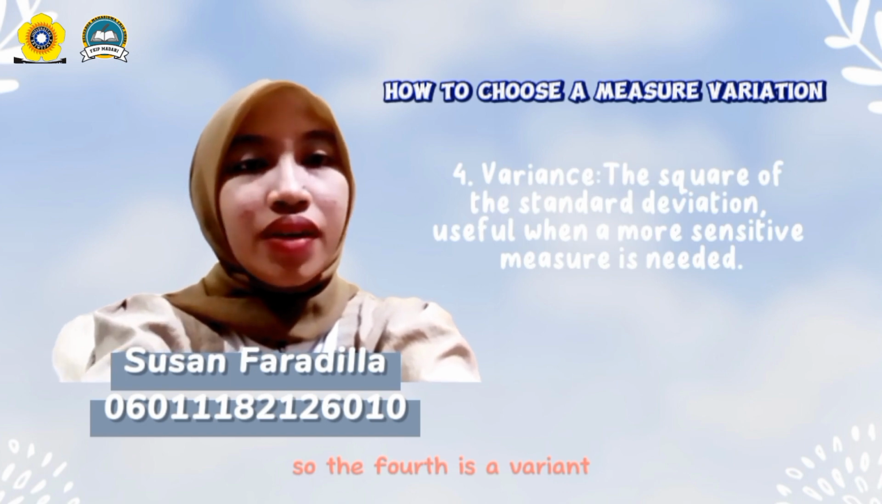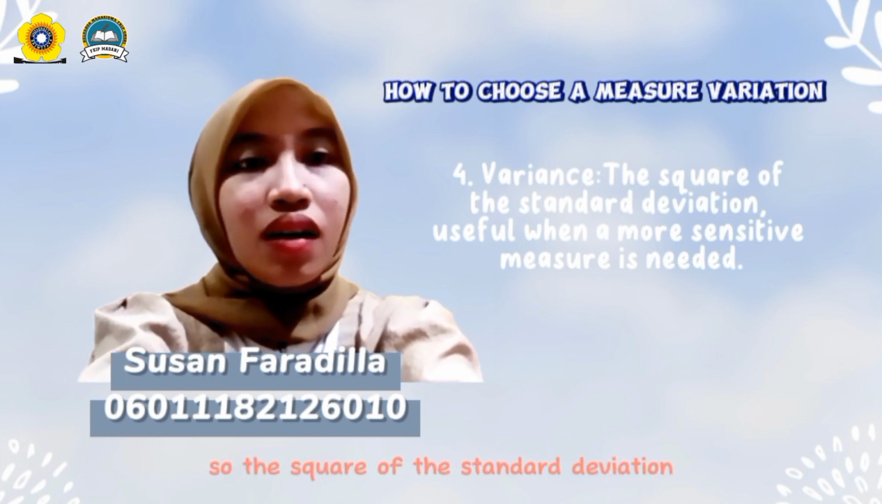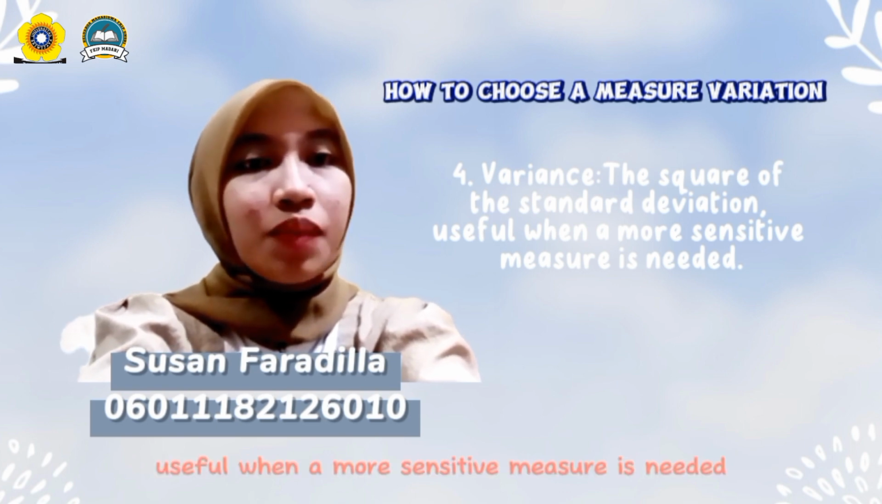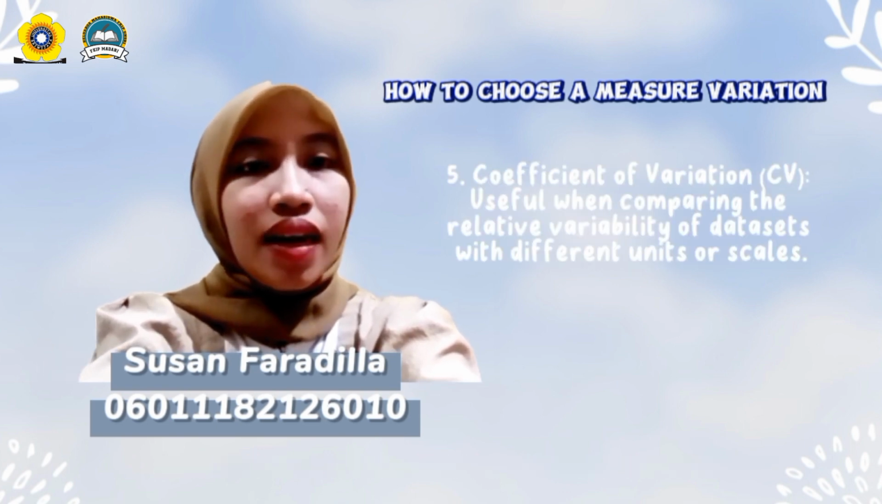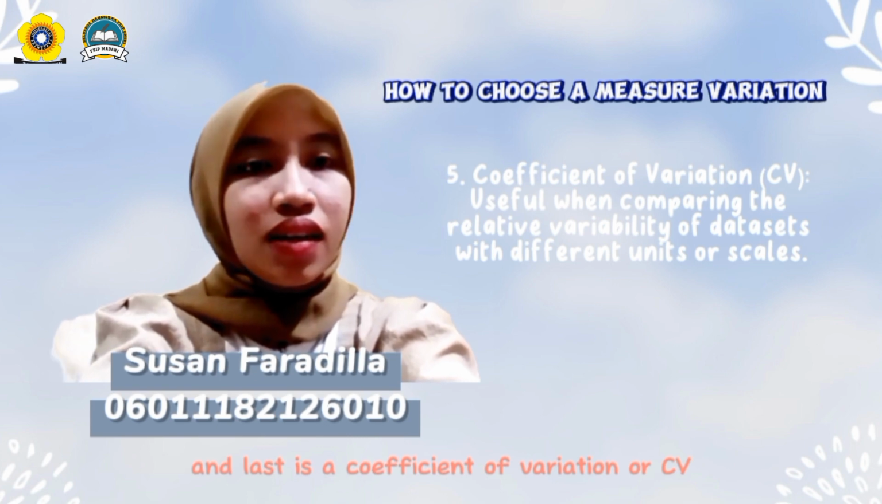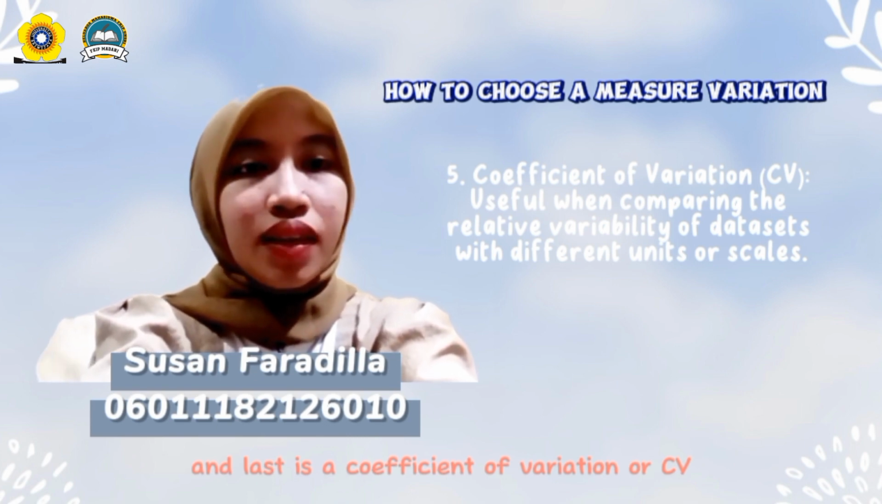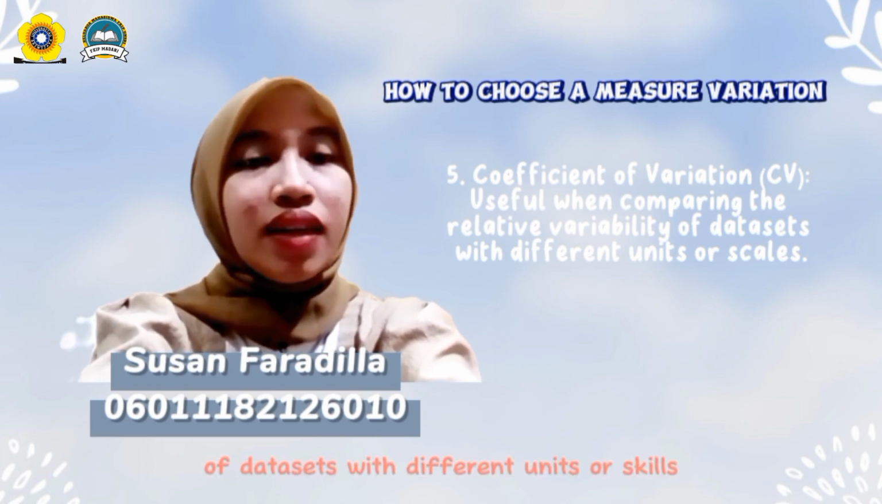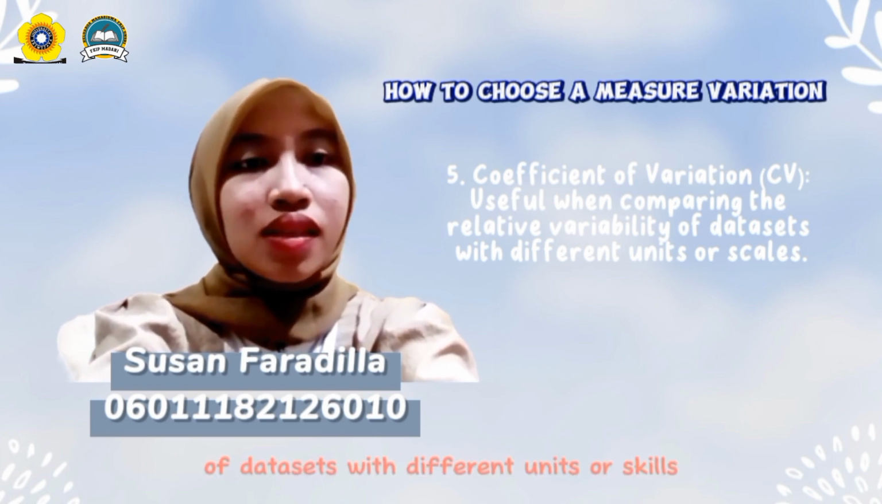The fourth is the variance, the square of the standard deviation, useful when a more sensitive measure is needed. And last is the coefficient of variation, or CV, useful when comparing the relative variability of datasets with different units or scales.